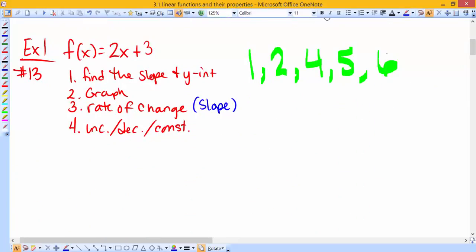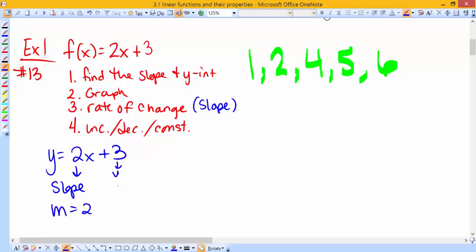Example 1, find the slope and the y-intercept. Well, if I'm looking at y equals 2x plus 3, here's my slope, so m equals 2. Here's my y-intercept, so my b equals 3, or you can call it (0, 3).